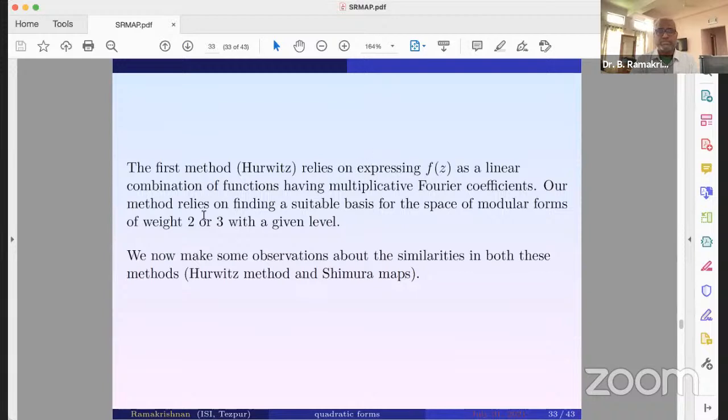Similarly, if you can express this product of an even number of theta series as a linear combination of forms with multiplicative Fourier coefficients, then you can use Hurwitz's method. There is no general way of predicting whether it is possible or not. On the other hand, one can find a basis, but an explicit basis is another question. So far I have not seen a paper that gives a basis for any general n, weight 2k, general level, character chi. So we make some observations about similarities in both these methods: the Hurwitz method, adopted by Cooper et al., and the Shimura maps.